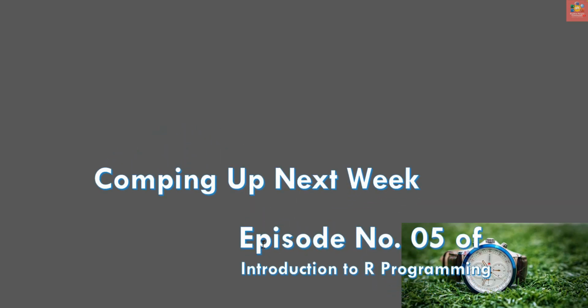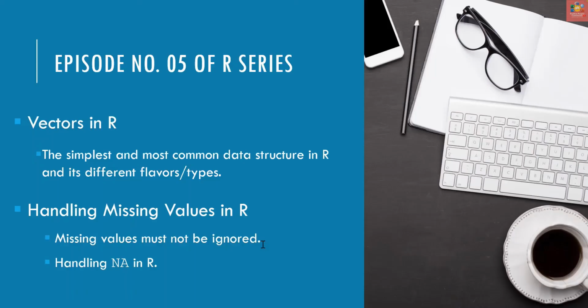So that is all from episode number 4. What is coming up in episode number 5 of the introduction to R programming series next week? Next week will be very fascinating. In episode number 5 of the R series, we will learn about vectors in R. The simplest and most common data structures in R are vectors, and what are its different types: what are logical vectors, what are atomic vectors, what are Boolean vectors. We will learn in the next episode.